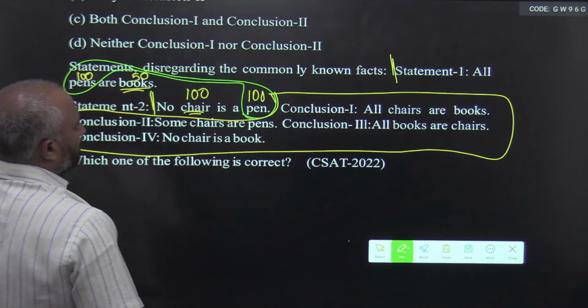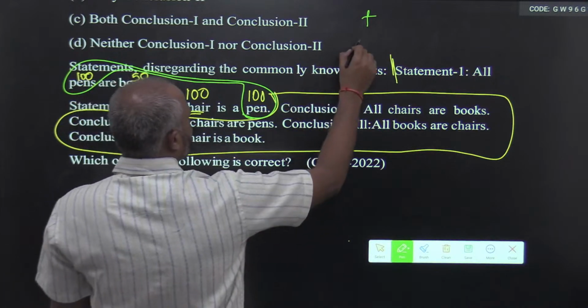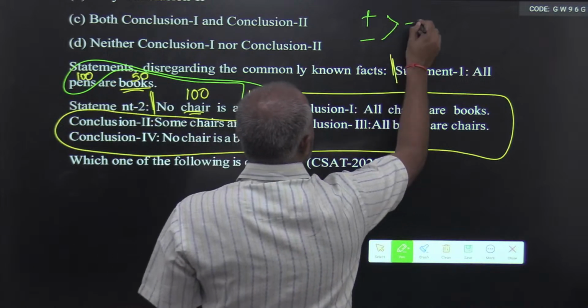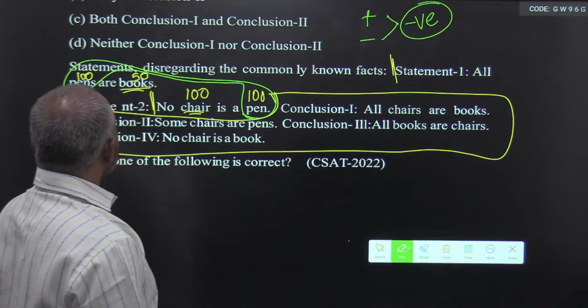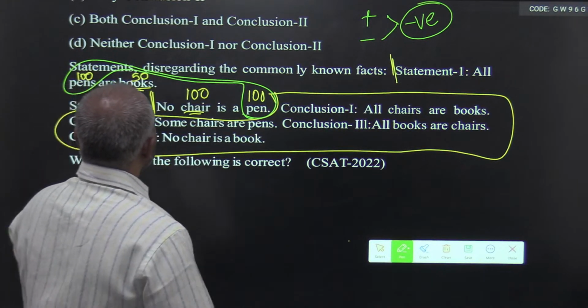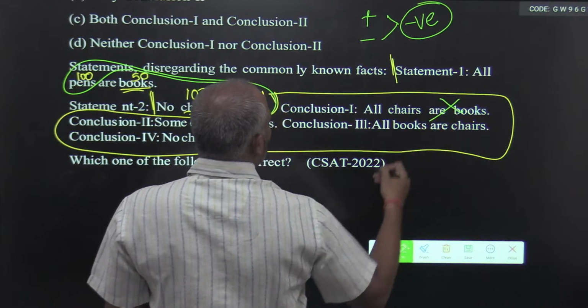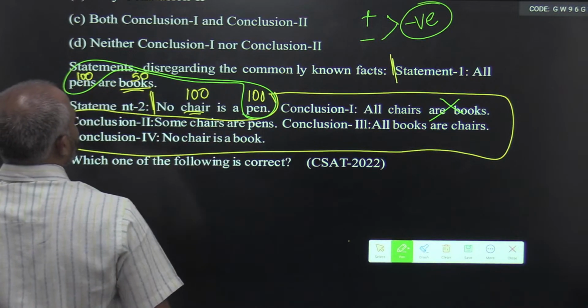Now statement 1 is positive. Statement 2 is negative. So you can only draw negative conclusions from this. So all chairs are books is what? Positive. So 1 is gone. Next, some chairs are pens.